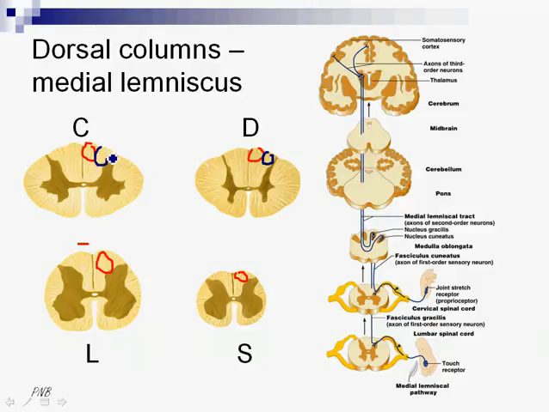Now this is because, as we said before, the fibers that form the cuneatus fasciculus come from the upper part of the trunk and upper limbs, whilst the gracilis fasciculus is formed by fibers coming from the lower part of the trunk and lower limbs. So we can only see cuneatus fasciculus from a thoracic level upwards.